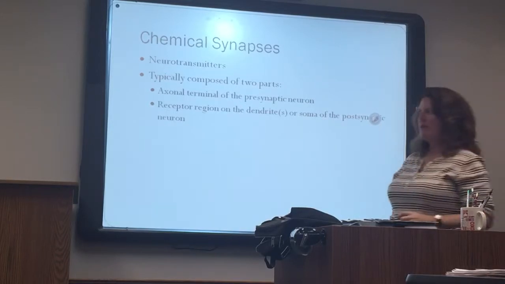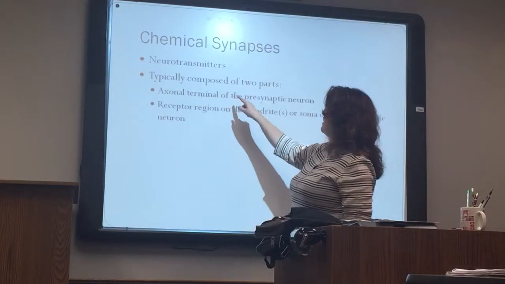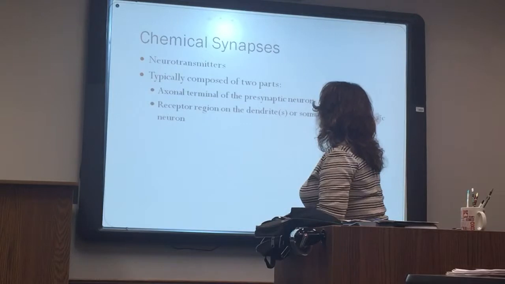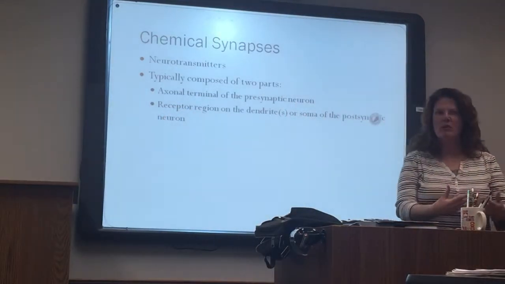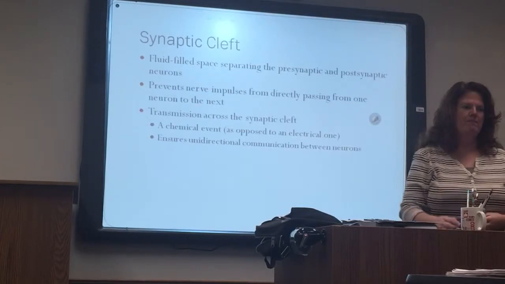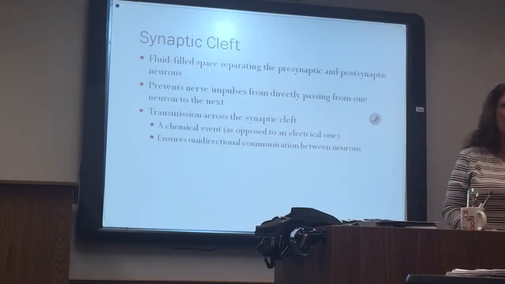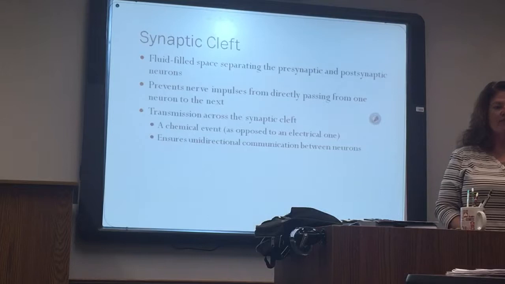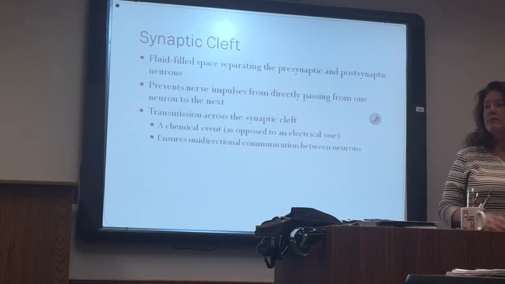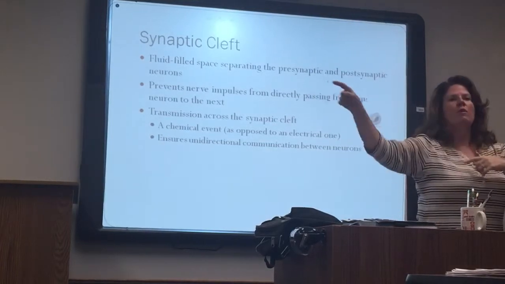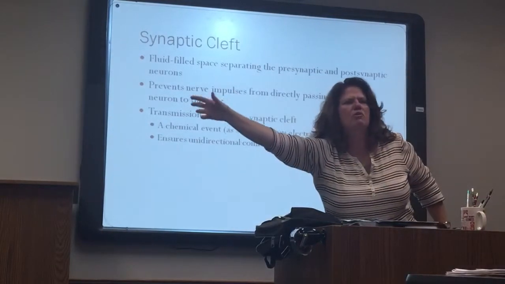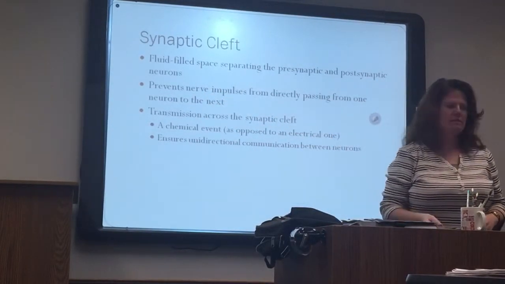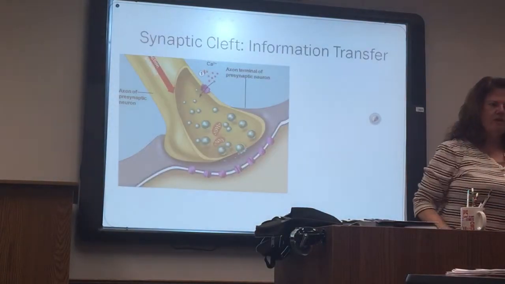So 2 parts. We have the end of the first neuron that's releasing the neurotransmitter, and then we have a receptor that's on the next membrane. And so the synaptic cleft is a little space filled with fluid. It's not very big, but it keeps nerve impulses moving one way. So this neuron, and then the next neuron, and then the next neuron, or whatever the next cell is. All right, step by step.